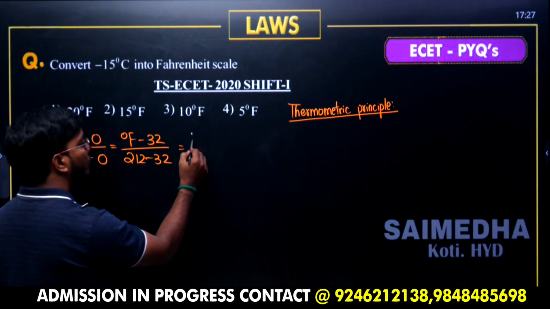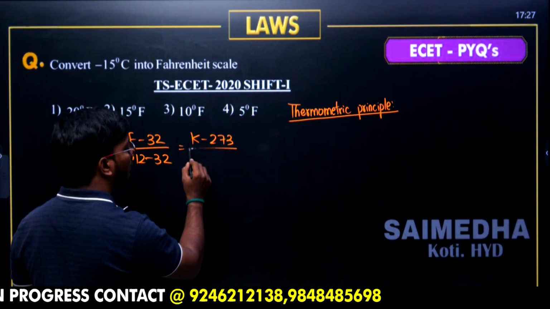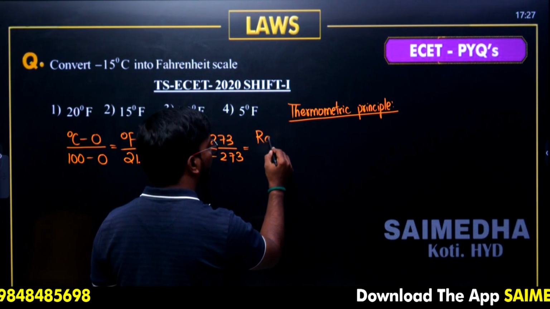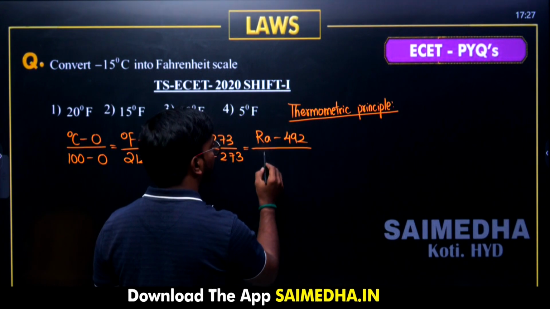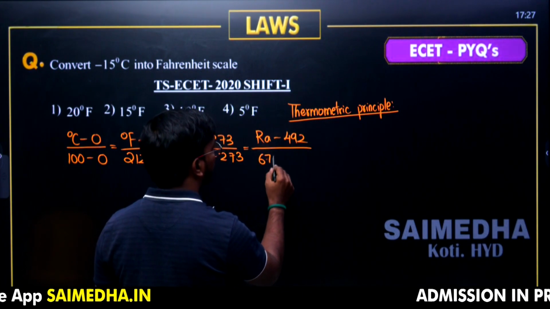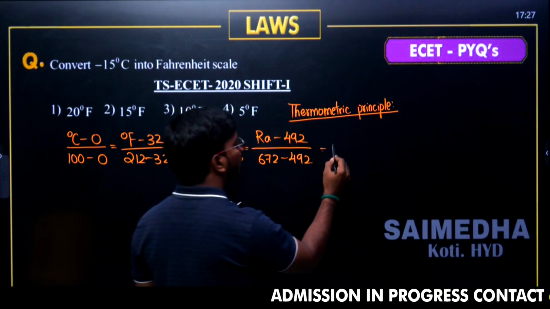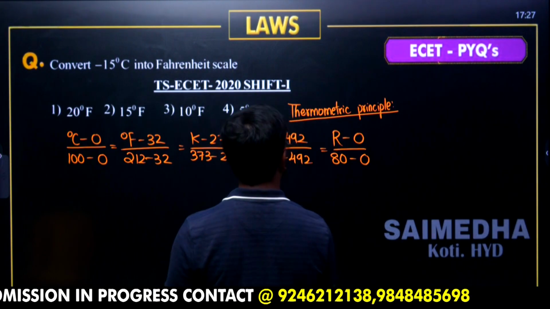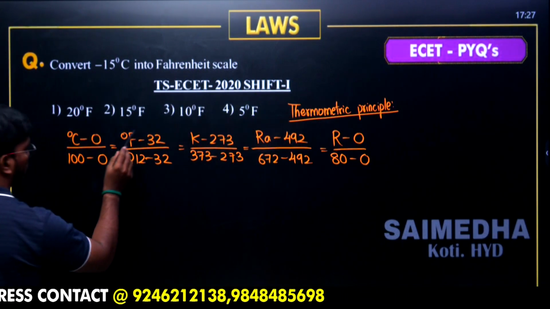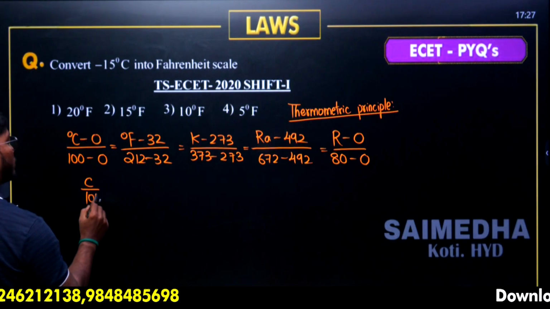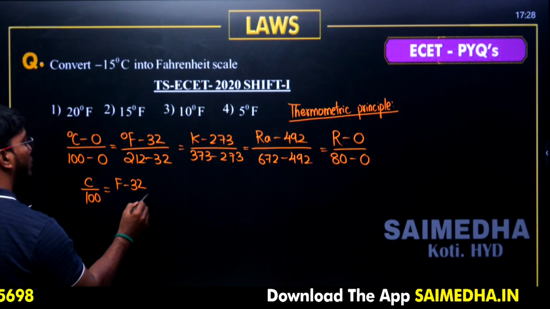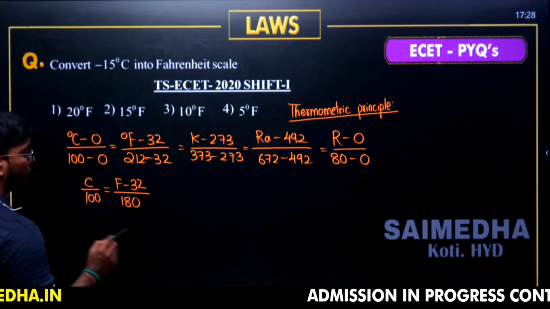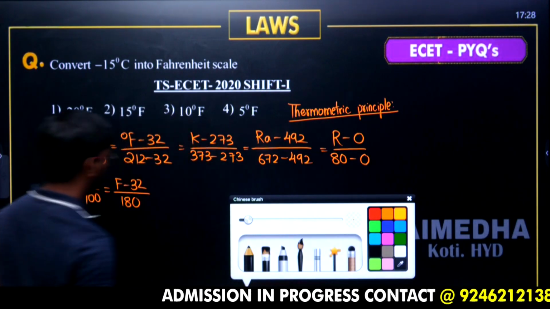In Kelvin, K minus 273 divided by 373 minus 273. In terms of Rankine, R minus 492 divided by 672 minus 492 is equal to, in terms of Reaumur, R minus 0 divided by 80 minus 0. Usually these two are very important. So here given C by 100 is equal to F minus 32 divided by 180. Given value is C. C is minus 15. Substitute the value. What is it going to become now?